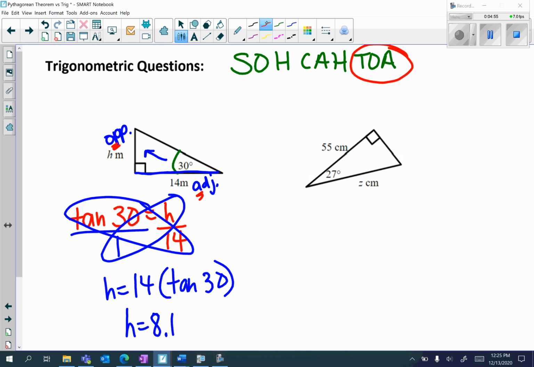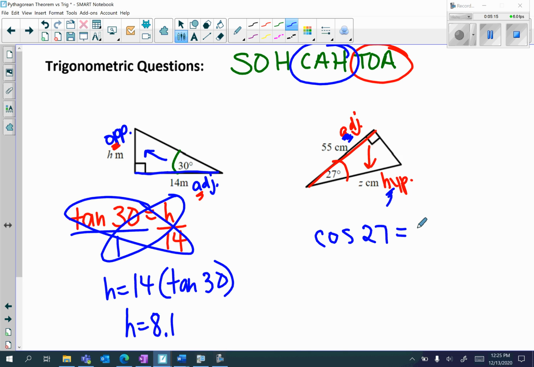Next, let's look at this example. 27 is my central angle. The z is my hypotenuse because it's across from my 90-degree angle, and the 55 is my adjacent. Notice I have AH, which means I'm going to use cosine. Cosine of 27 is equal to adjacent, which is 55, over my hypotenuse, which is z.